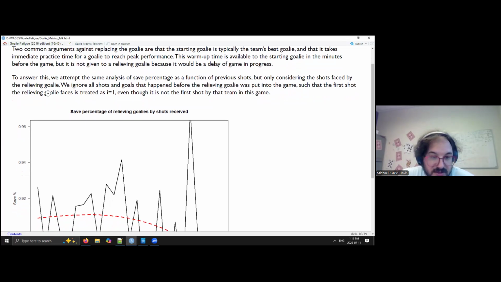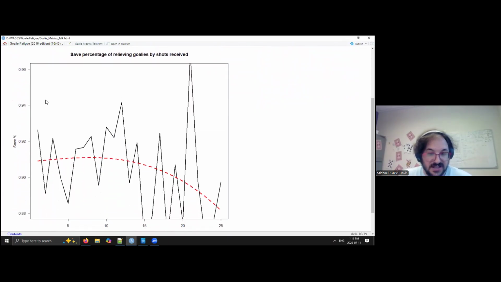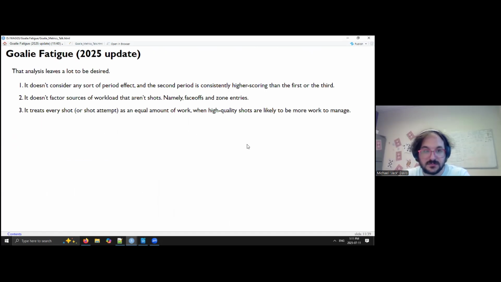So, looking at the relieving goalies, there isn't a whole lot of data here to work with, but what we see is a possible decline, but again, it's very small amounts of data. Now, this analysis leaves a lot to be desired. It leaves a lot of work left to be done.